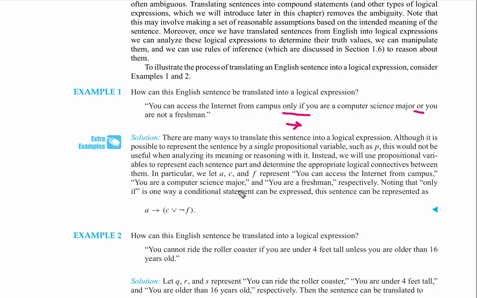So C is the proposition: you're a computer science major. And here F is the proposition: you're a freshman. So we want the negation of that. And the operations or. So we end up with this: you can access the internet from campus implies you're a computer science major or you're not a freshman. Alright, so that's not too bad.